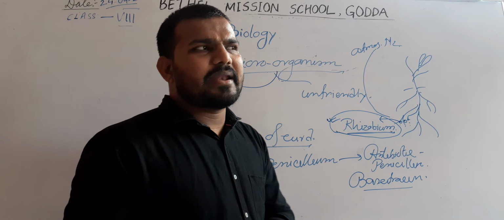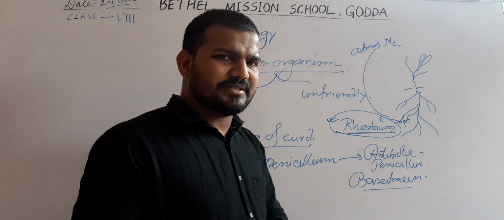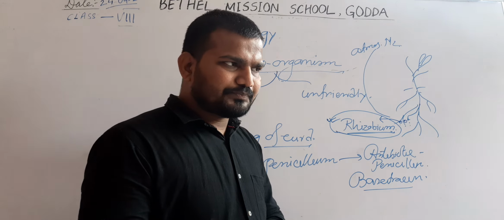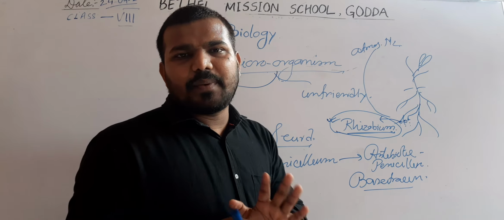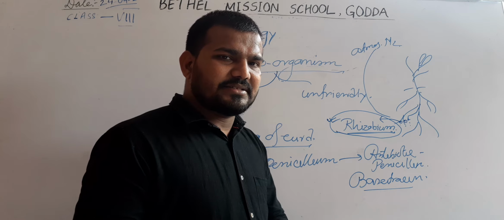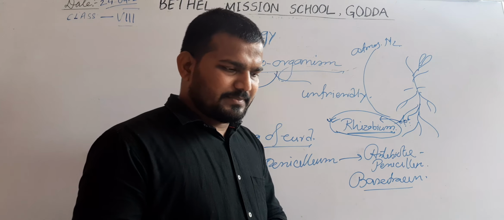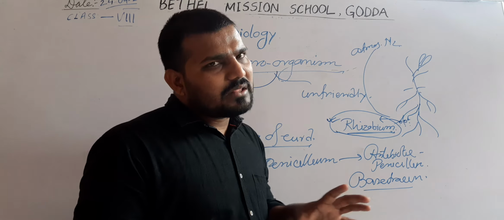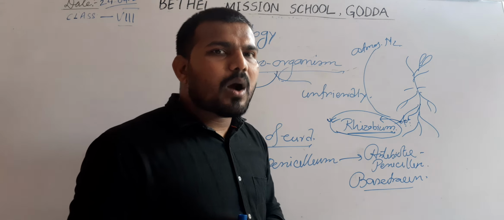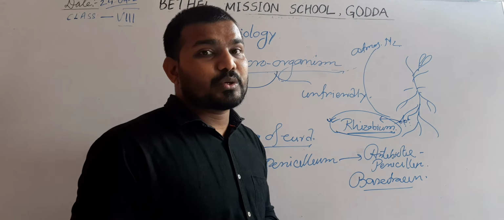Similarly, influenza virus can also cause influenza. Polio virus can cause polio. HIV, the human immunodeficiency virus, can cause AIDS. Now, these are all viruses which can create disease. Several kinds of bacteria can also cause disease. For example, Vibrio cholerae can cause cholera.